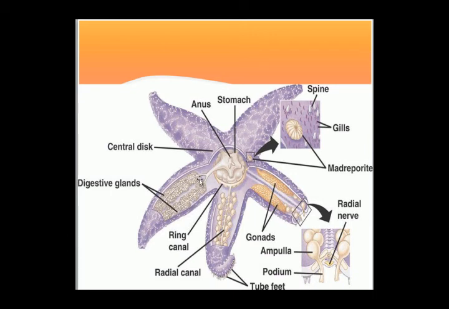This would be digestive glands. In each ray, they have this big series of digestive glands that are attached to the stomach up in here. And you'll also find the little gonads.